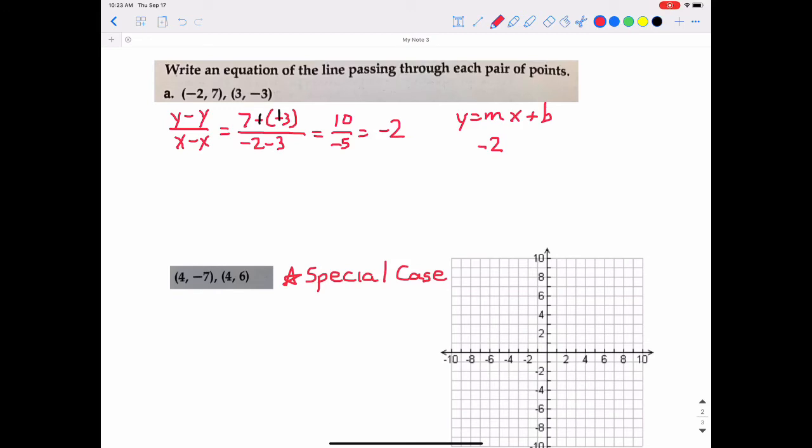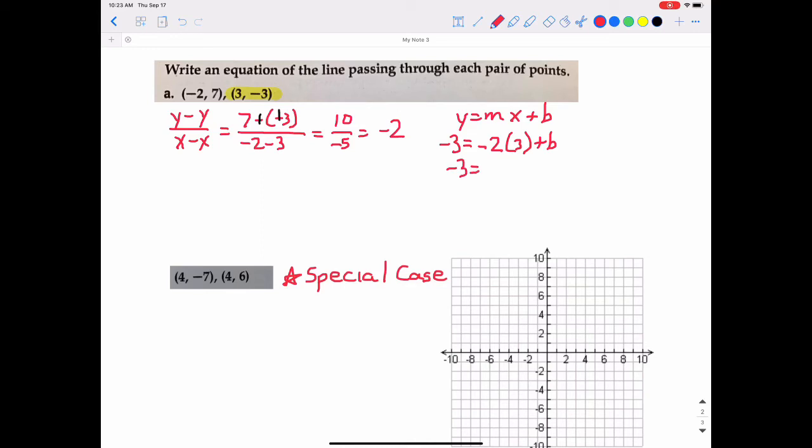I like picking numbers with 0s and 1s and that are easy to work with. But honestly, it doesn't matter. It should work for both of them. I'm going to use 3, negative 3 just because. No particular reason. So I'm going to replace the y with negative 3. Replace the x with a positive 3. And again, we will solve for b.